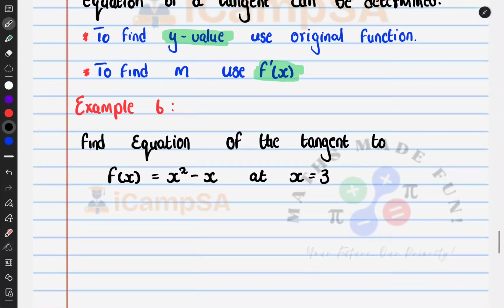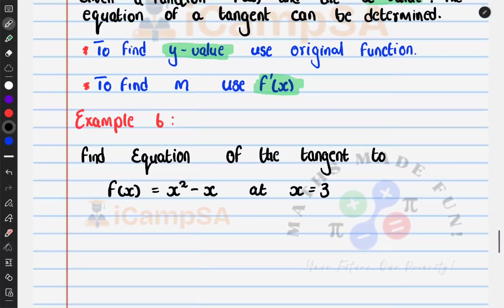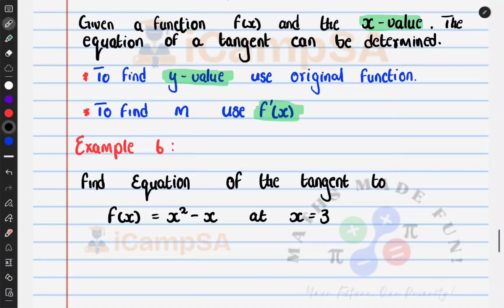Okay, let's quickly do this example to drive this point home. Find the equation of the tangent to the function f of x is equal to x squared minus x at the point where x is equal to 3. First things first, we need to find the corresponding y value, and to do that we must use the original function that we are given. So f of 3 is equal to 3 squared minus 3. This would be 9 minus 3, which is 6.